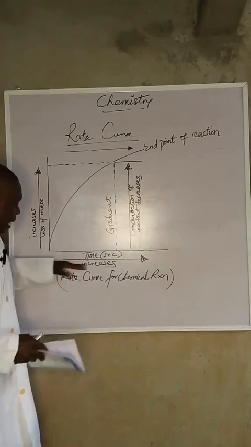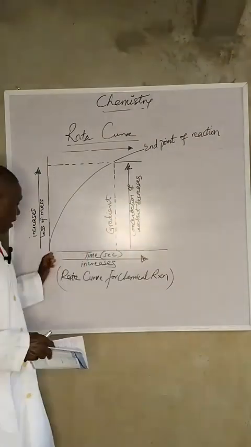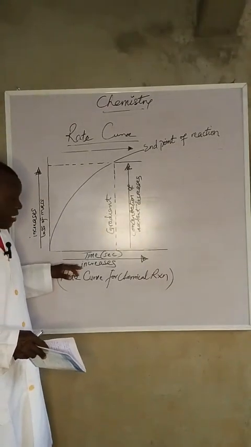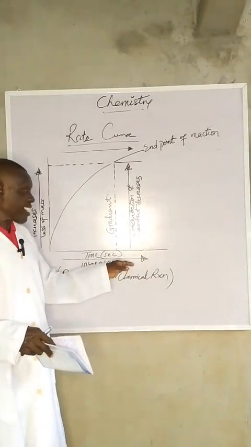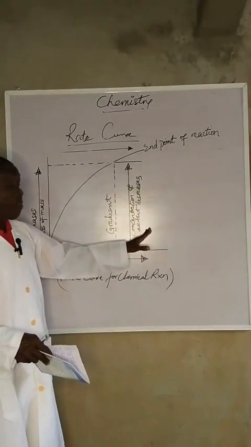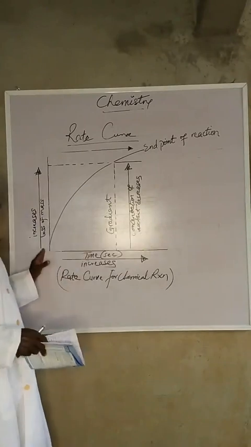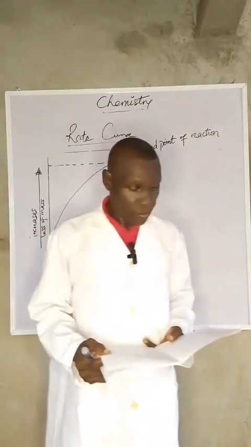So now this is the time in seconds increasing toward this direction. So the moment the reaction starts, you will be taking care of the time and see the speed. So how many minutes or seconds does it take for this reaction to get to this level where the products are all formed and the reactants are exhausted? So that is rate curve.